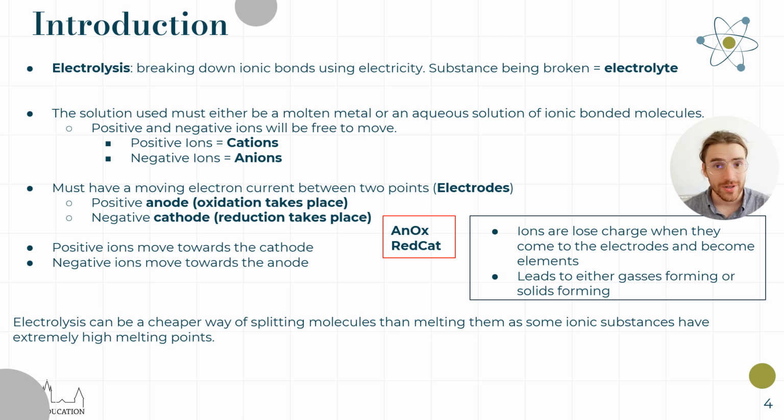Let's look at what electrolysis is. Electrolysis is the breakdown of ionic bonds, specifically ionic bonds, using electricity. The substance that's being broken down into its ions is called an electrolyte. When we say we're using electricity, that means this system requires a power source, usually in the form of a battery or an electrical power source. That's about it, just to have that movement of electrons, and we'll get to it now.